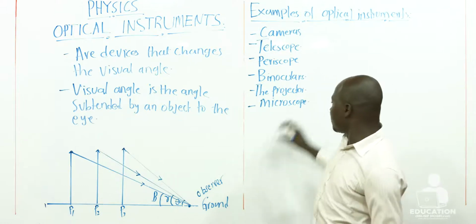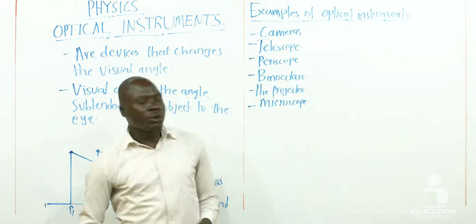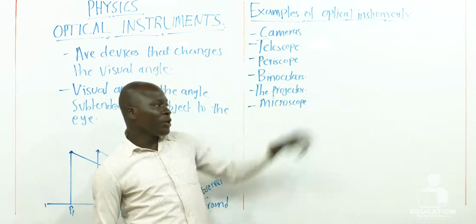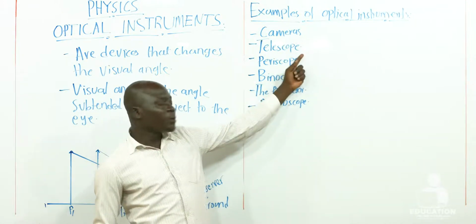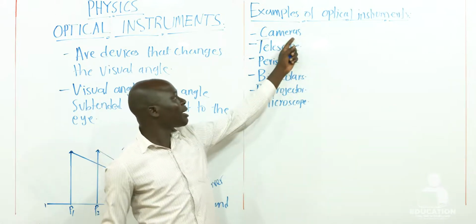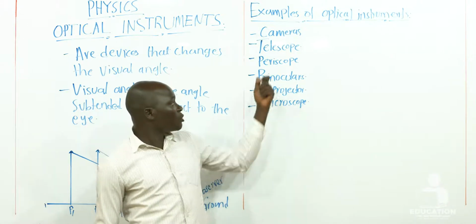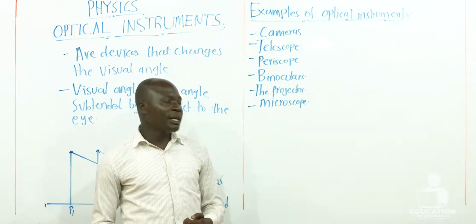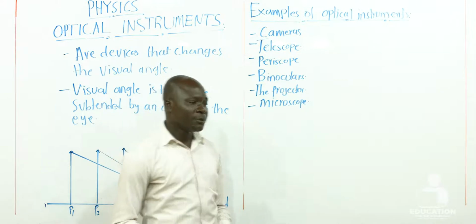So dear learners, these are some of the examples of optical instruments that we have. There are still so many optical instruments. So now what we are going to do, we shall look at all these optical instruments one by one. We shall look at the camera and how an image will be formed in the camera. We shall also look at the telescope, how an image will be formed in a telescope, and all these optical instruments.